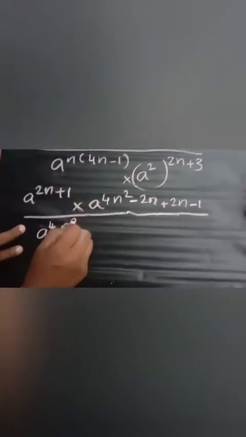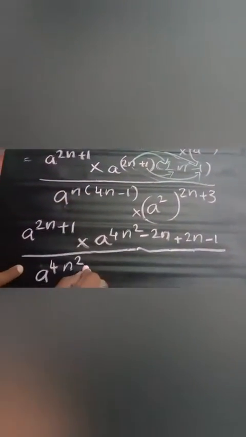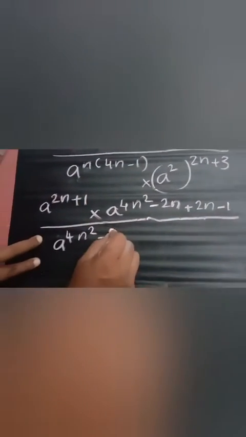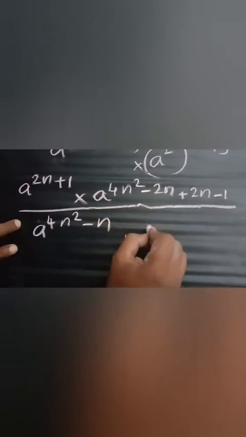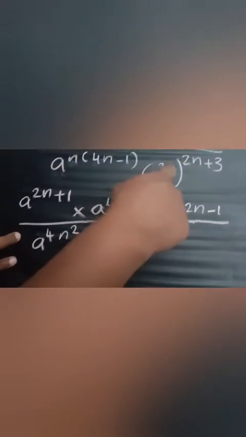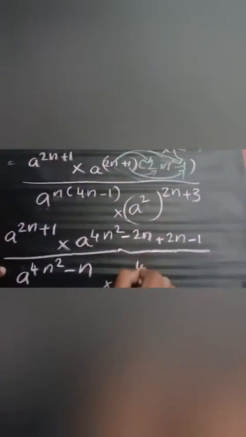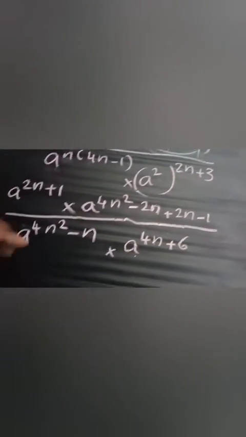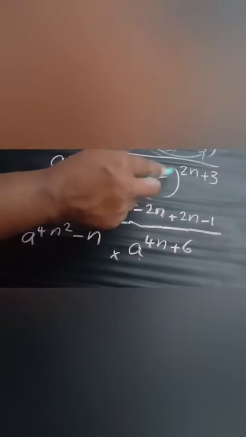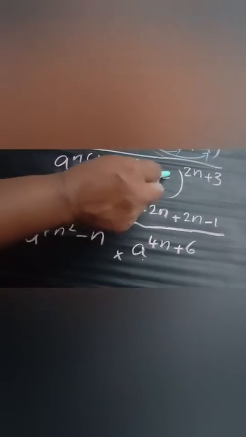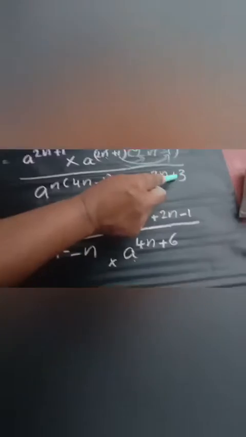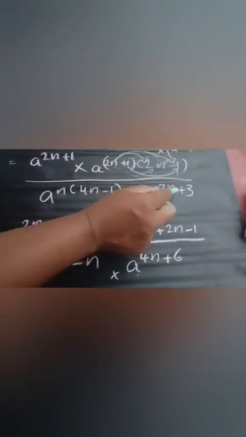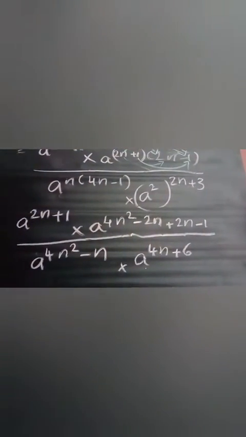4n square. A raised to 4n, n into 4n, 4n square minus n into 1, n into a square whole raised to 2n. Power of a power, 2 into 2, 4n, plus 3 2s are 6. Here, power of a power, a raised to m the whole raised to n is a raised to m into n, that is 2 into 2n plus 3. 2 into 2n is 4n plus 2 3s are 6.